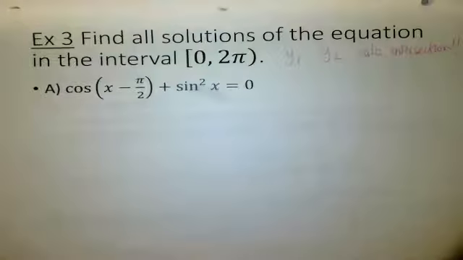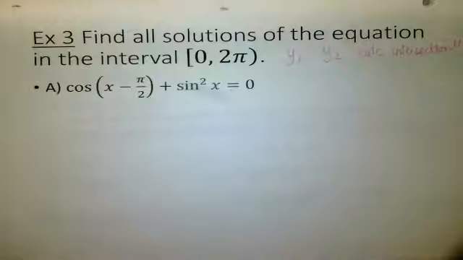Now, sometimes it's really hard to find where they intersect, and they might never intersect, and you might never know that. But I would say a lot of the time that's a great solution. When in doubt, graph it out. Okay, we have cosine of x minus pi over 2 plus sine squared of x equals 0. Big equation, we've got to solve for the angle x. What do you want to do?